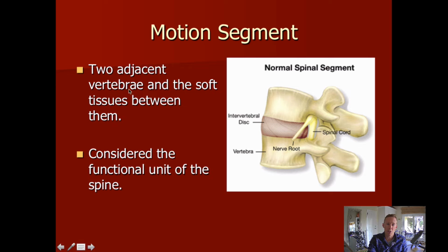So again, just 2 adjacent vertebrae and the soft tissues between them, which really we're thinking about the intervertebral disc and the 2 vertebrae. And then you'll have a nerve root here that comes out, one on each side, a left one and a right one. Those are branching off the spinal cord. We'll get more into this area when we start talking about disc herniations and spinal stenosis. But again, this is considered the functional unit of the spine, the motion segment. So that can be helpful to know. That often comes up in different types of courses and things if you're going on to graduate school.